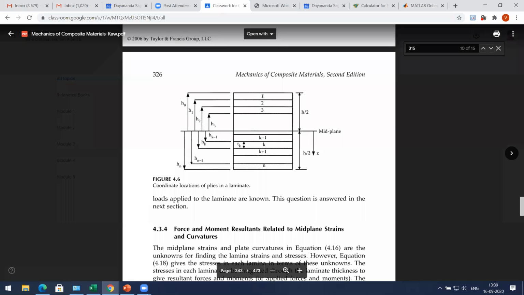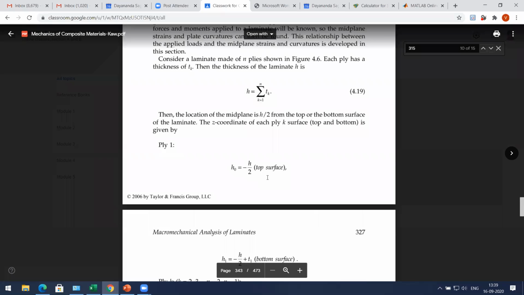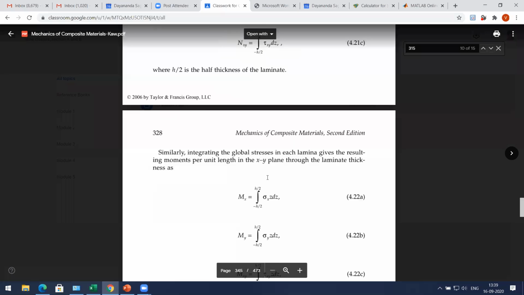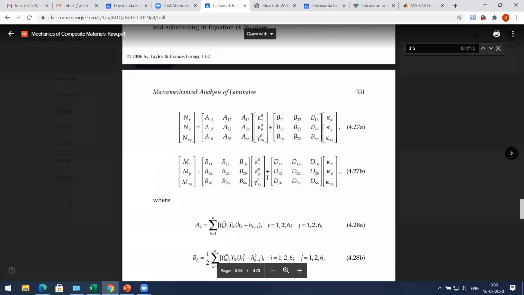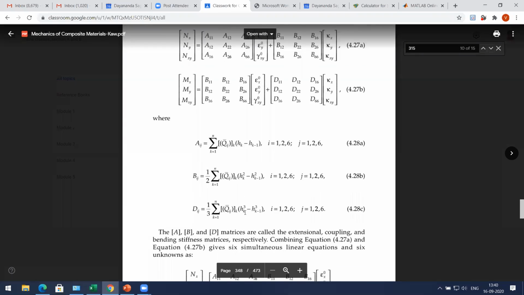This is how you represent the laminate, from 1 to n layers. Suppose you take a layer as K, then what is HK and what is HK-1? This is how it is represented, and this is the thickness of the layer. You'll get to know more about it when we do the numerical. I'll just show you the formula for calculating the ABD matrix.